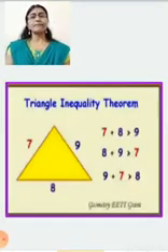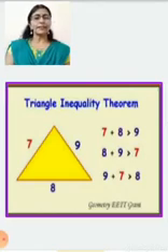Now let us see one more example here. This is again a triangle with sides 7 unit, 9 unit and 8 unit. Now we are going to add and see.